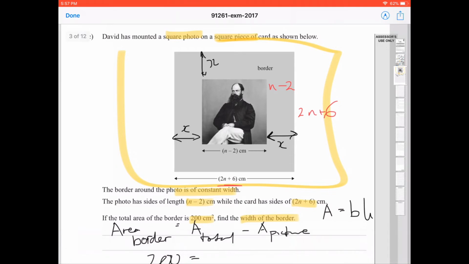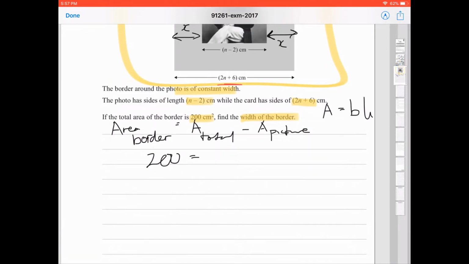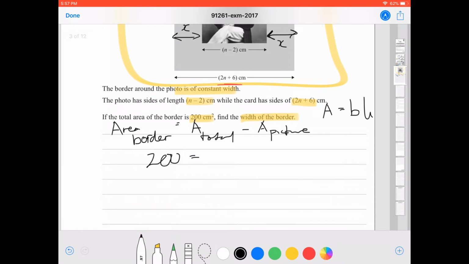So that makes our job pretty easy, and so we can say 2n plus 6, and you could put it in binomial form and raise it to the power of 2. I think we could write out the two sets of brackets, so it's going to help us when we're expanding later on. That's our total, and we're subtracting the area of the picture, n minus 2 times itself. Okay, so we are going to go ahead and expand our brackets, and we should be able to solve for n here.